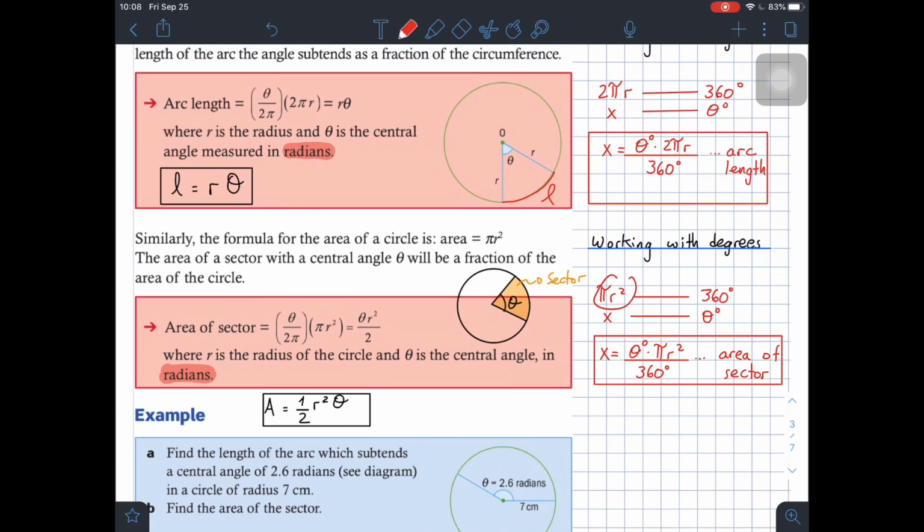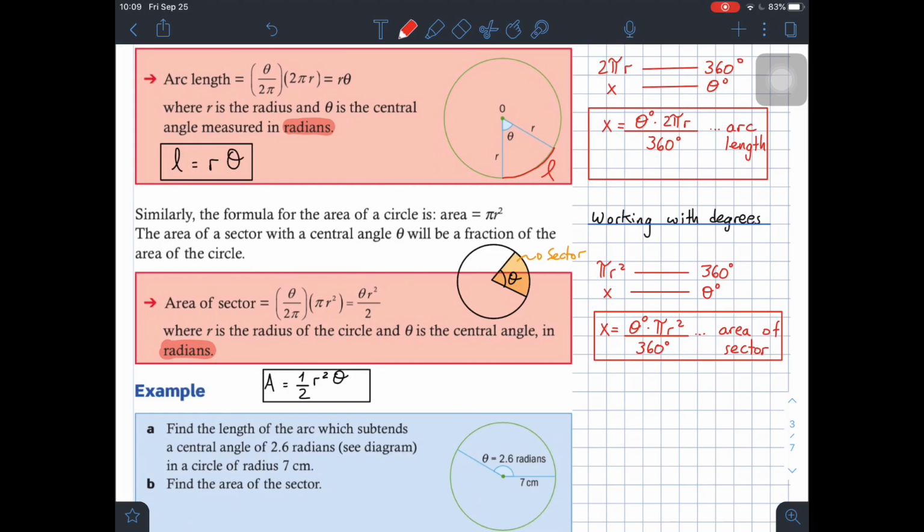We're going to say that one full rotation, or the area of the circle for one full rotation, is pi r squared. So pi r squared is 360 degrees, as the area of the sector which I'm looking for is to an angle theta. Okay, so if I do the proportion, we're going to have this expression. X is equal to theta times pi r squared divided by 360 degrees. And this would be the formula to calculate the area of a sector using degrees.